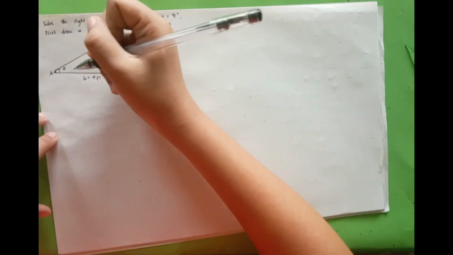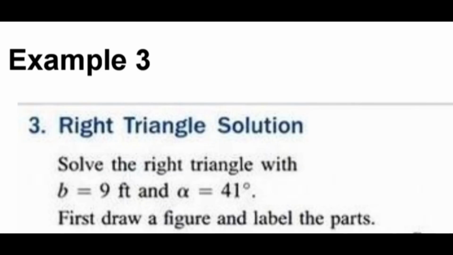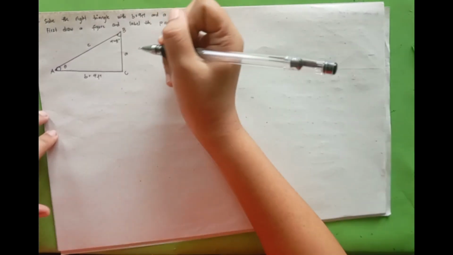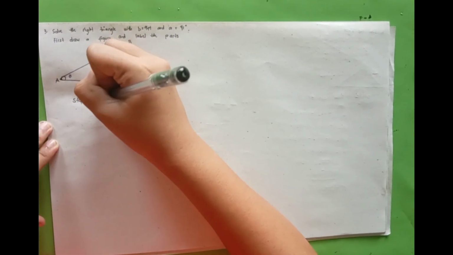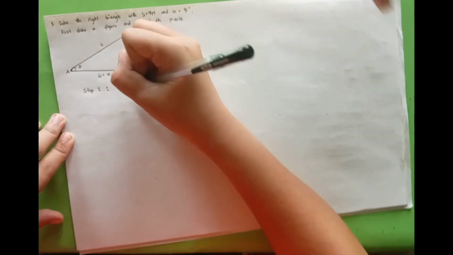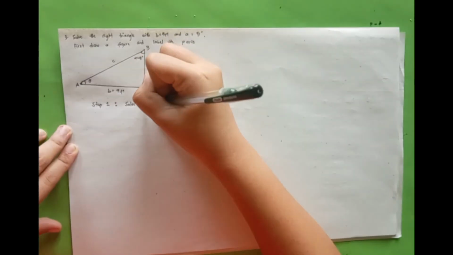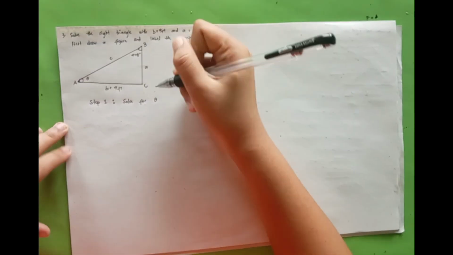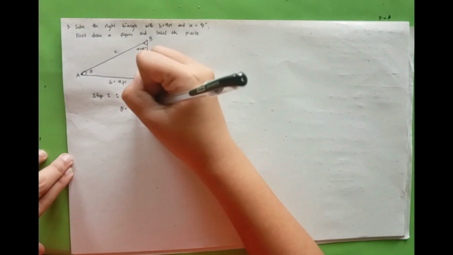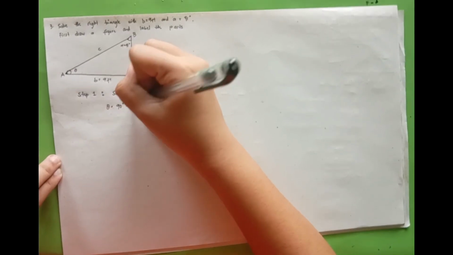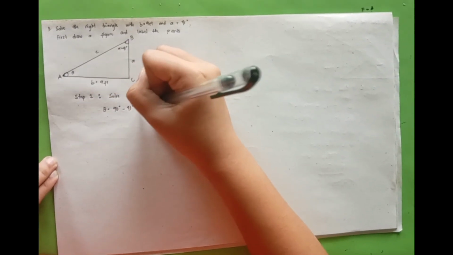Example number 3. Solve the right triangle with side B is equal to 9 feet and alpha is equal to 41 degrees. First, draw a figure and label the parts. First step is to solve for our theta. Since our alpha and our theta are complementary, this means that theta is equal to 90 degrees minus 41 degrees, which means our theta is equal to 49 degrees.